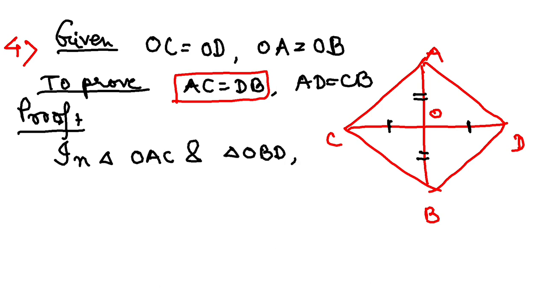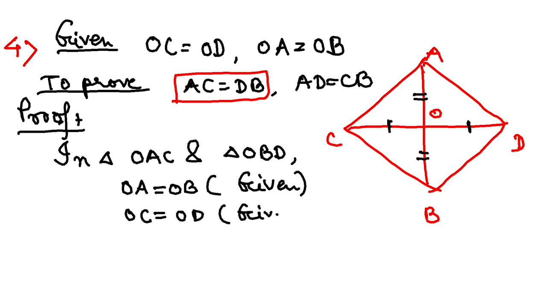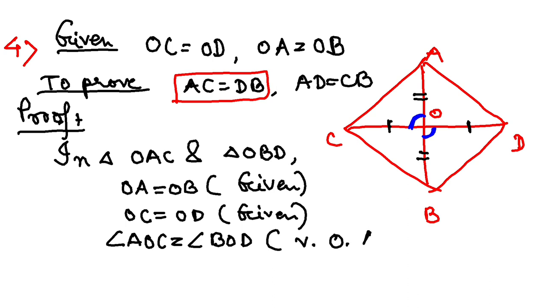If you look at these two triangles, I already have OA is equal to OB. This is given. I can also take OC is equal to OD. This is also given. And now interestingly, these two angles are equal. Can you recall why? Yes, they are vertically opposite angles. So I write angle AOC is equal to angle BOD, vertically opposite angles. VOA, you can use this short form instead of writing vertically opposite angles. So now triangle OAC is congruent to triangle OBD.